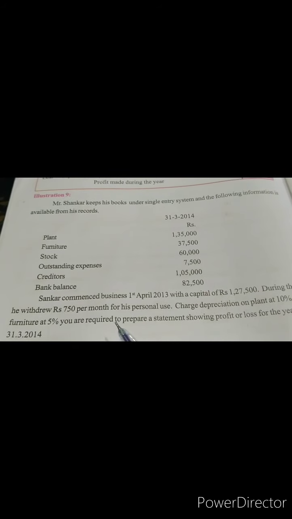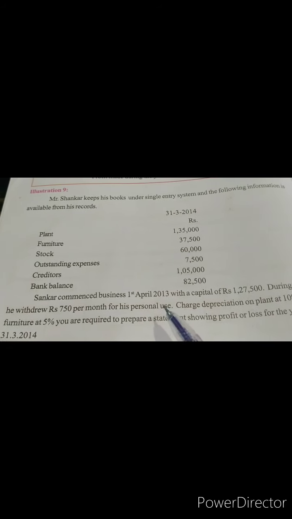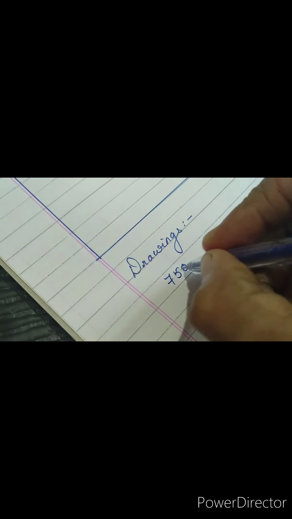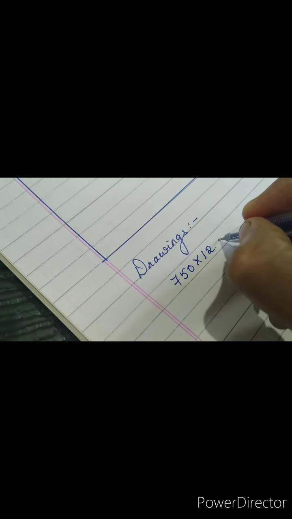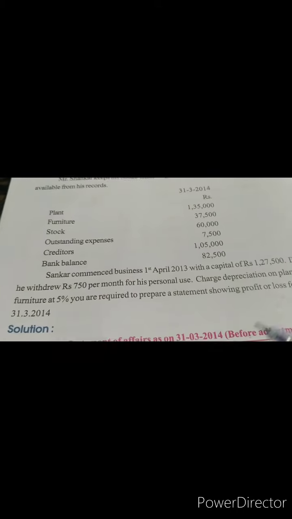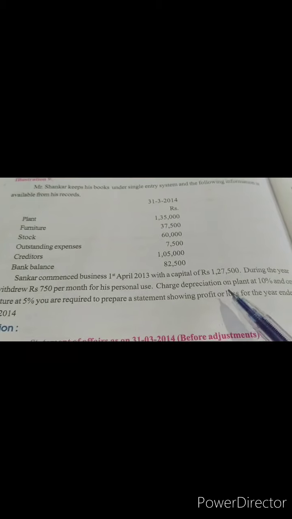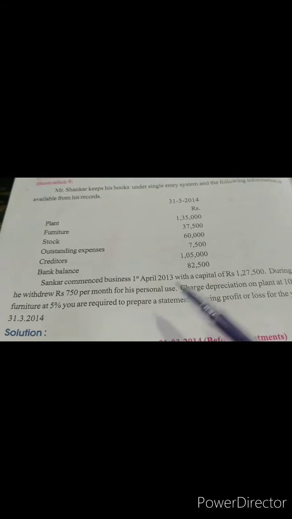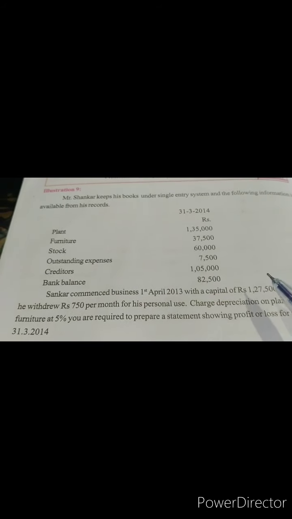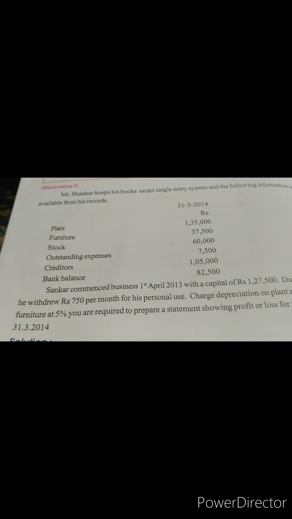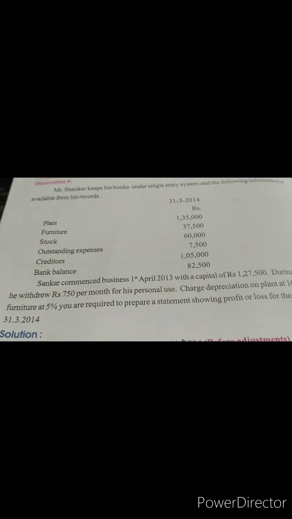During the year, he withdrew rupees 750 per month for his personal use. If he has taken 750 in a month, for 12 months how much has he taken? We'll get an amount of 9,000. So this is the drawings which was done during that year. Further in the question it's given to charge depreciation on plant 10% and furniture 5%. Till this illustration we have never come across the term depreciation. So it is something new to you all. So just have a close look.